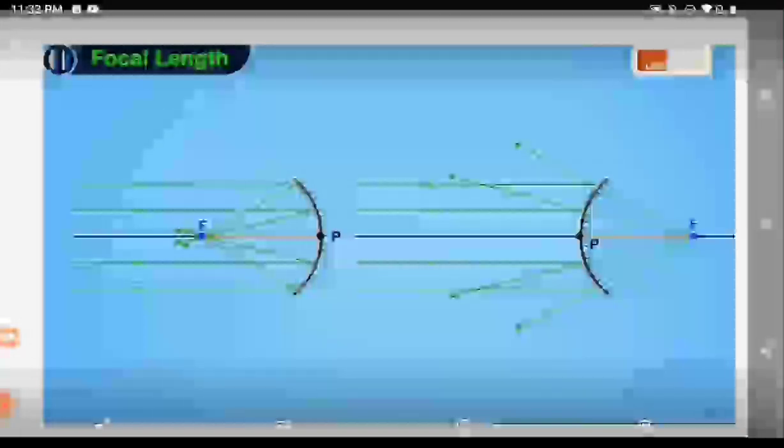So these points are important for image formation.